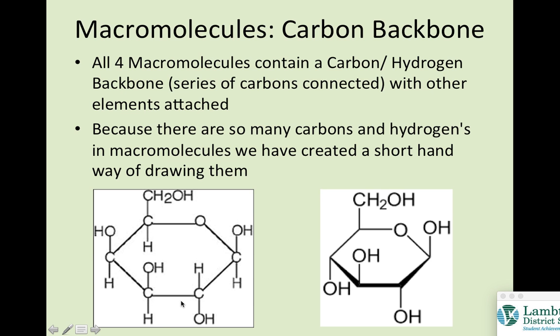Now, because we have so many carbons and hydrogens in all these different molecules, we've created a short form for them. So here's the exact same molecule, but drawn a little bit shorter, where every single time there's a change in direction of the line. So see this point right here, how it was straight and then it goes on an angle. At that point, we as chemists represent that there's a carbon there and the appropriate number of hydrogens attached.